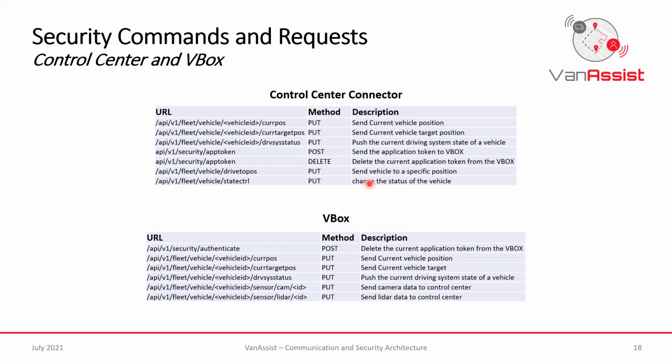And finally, on the VBox side, we have post authentication to authenticate with the control center. We have put current position to send the current position of the vehicle. We have current target position to send current vehicle target position. Driving system status, which is used to push the current driving system status of the vehicle. We have camera data put to send camera data to control center, and also LiDAR data put to send LiDAR data to control center.